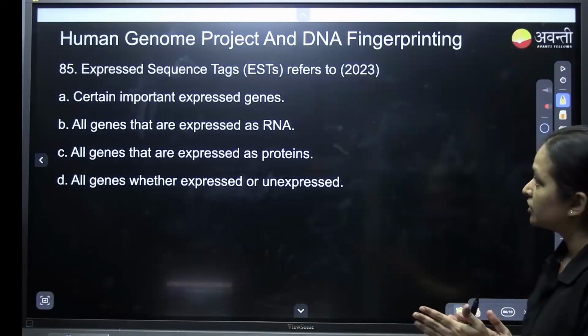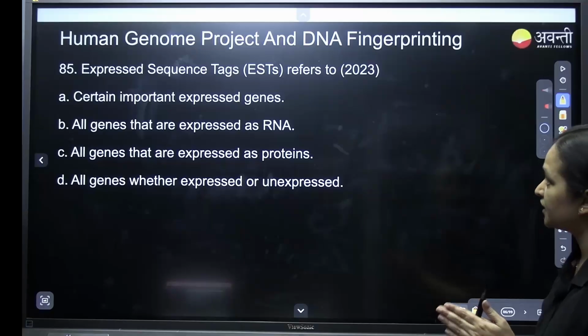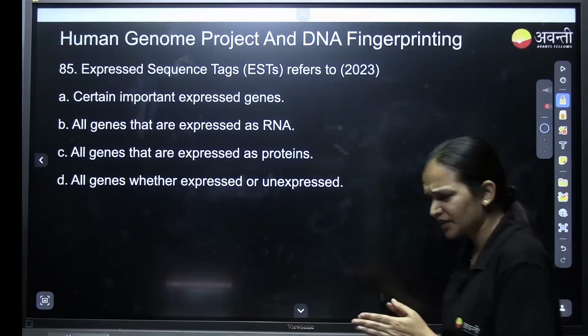Now coming to the genome, the Human Genome Project, expressed sequence tags. EST refers to, tell me, easy, directly from the textbook.